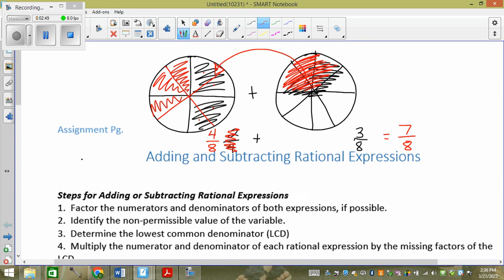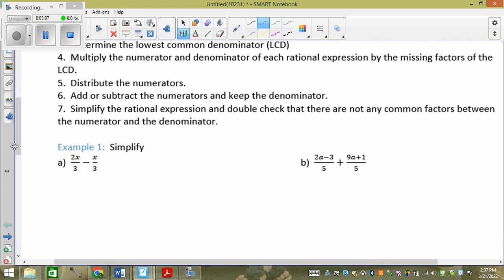Does that make sense? You cannot add and you cannot subtract fractional things without common bases, because how do you add and subtract those 2 pizzas? You couldn't, right? Once I cut them into 8, you could totally add. Does that make sense? Rationals are the same. You cannot add and subtract rationals unless the bases are the same.